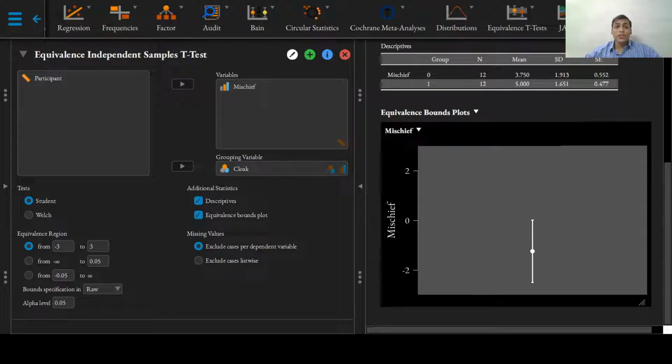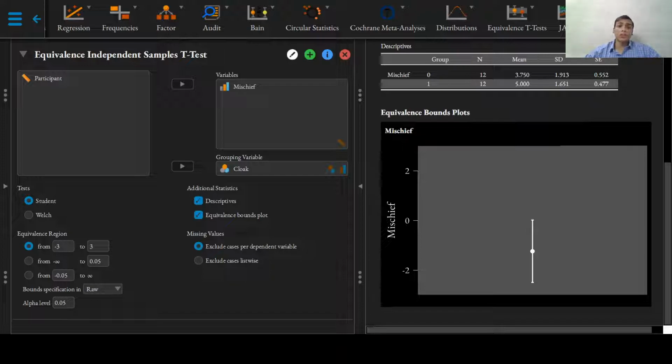The shaded region represents the equivalence region that we have selected. In this case, it is a raw bound from -3 to +3 mischievous acts, above or below which we would consider the data to be meaningful. Let us now discuss the interpretation of such an equivalence bounds plot.